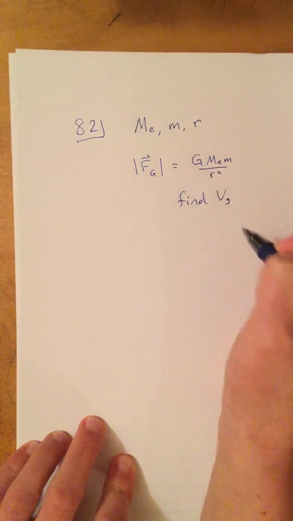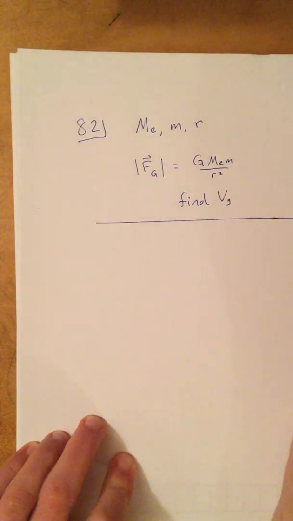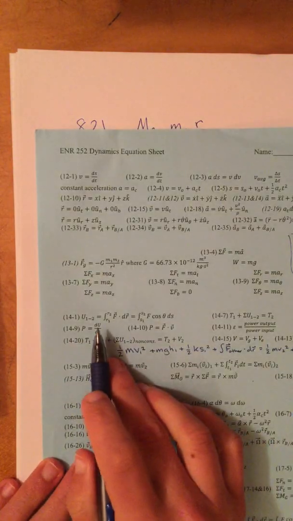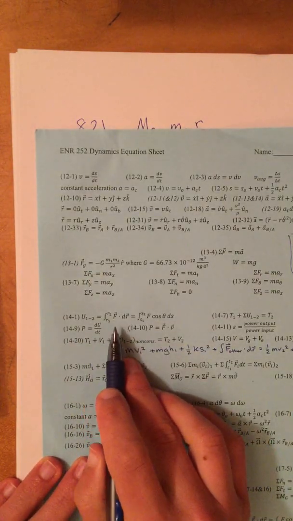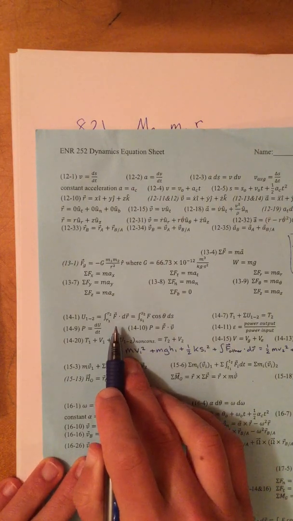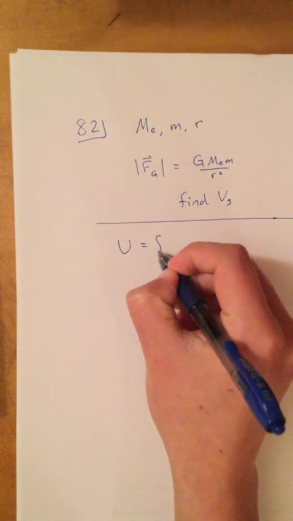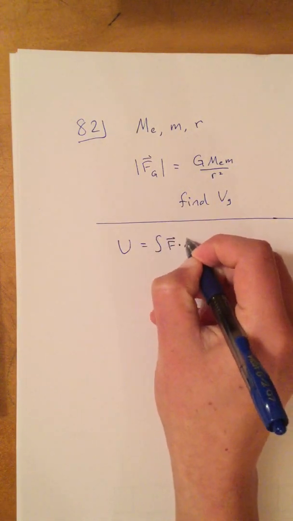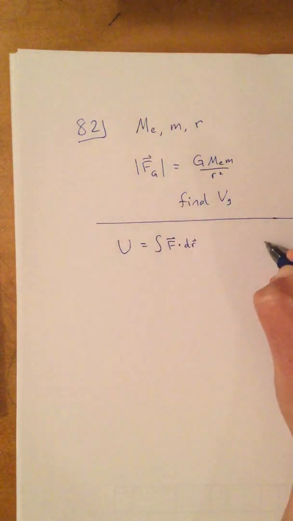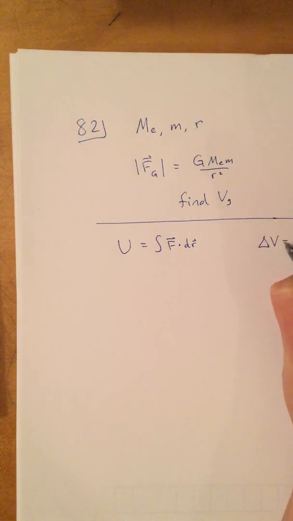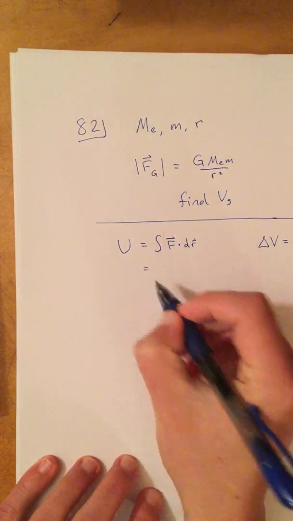the gravitational potential energy. We can do this by recalling from our equation sheet that the work done is equal to the integral of F dotted with dr. And also, as we saw before, the work is equal to the negative change in gravitational potential energy. So we have the force dotted with dr.